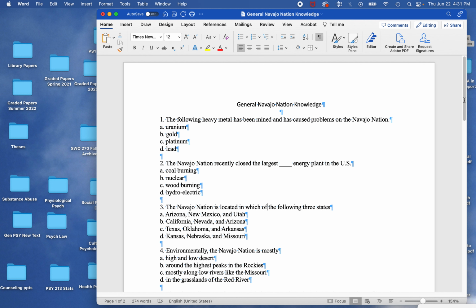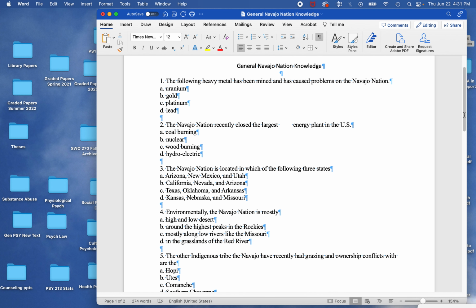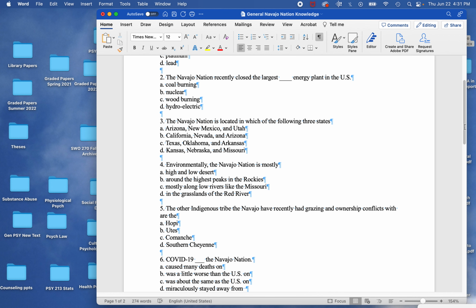The fourth question, environmentally, the Navajo Nation is mostly high and low deserts. They may think that you live on the Missouri or the Red River, or maybe you live up in the high peaks of the Rockies, which are actually, and I looked this up, all in Colorado. The other indigenous tribe the Navajo have recently had grazing and ownership conflicts with are the Hopi, of course.